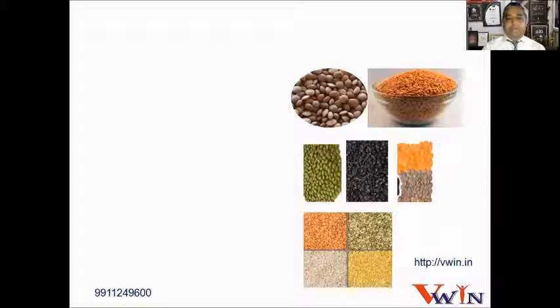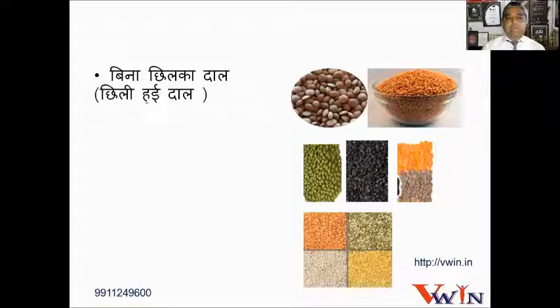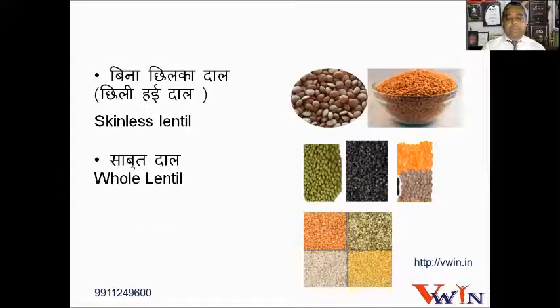Then this slide talks about various forms of the lentils and pulses. So, for example, bina chilka dal or chili hui dal is a skinless lentil. Sabit dal, whole lentil, and then a split lentil. Split lentil is, you can see the picture here, the lentil which is broken in two parts, and mostly in Hindi we call it dal. The split lentil is called dal, and when we need sabit dal, that we call whole lentil.